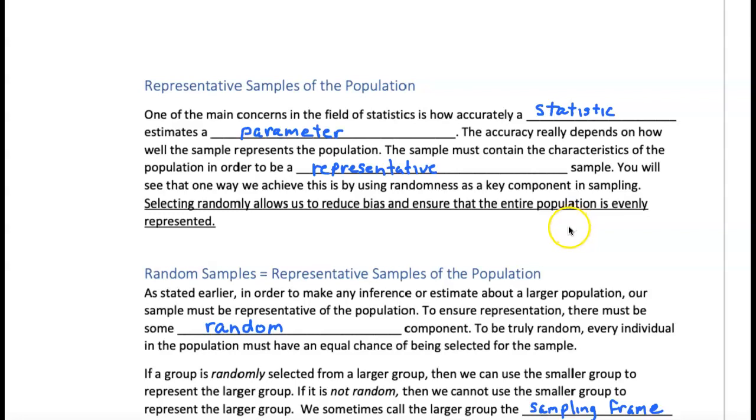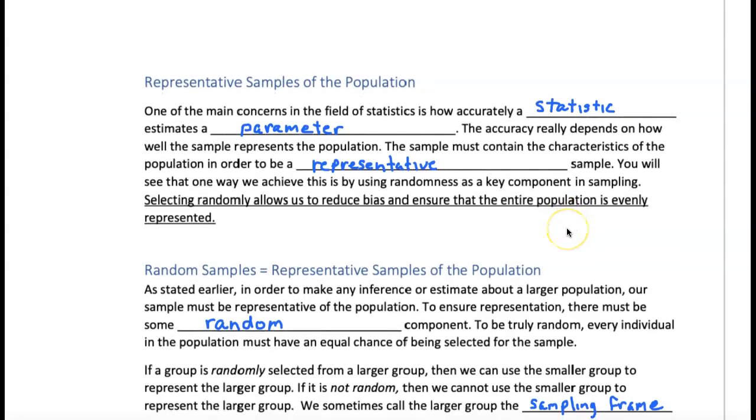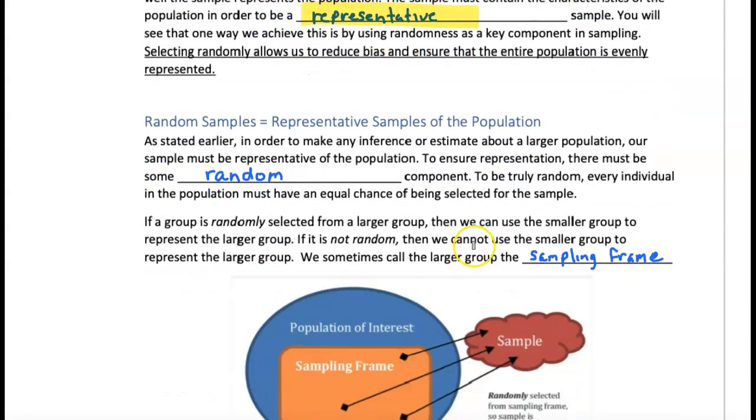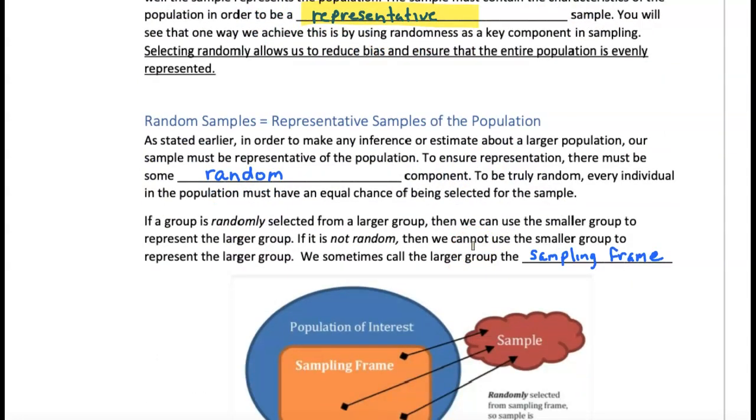So one of the main concerns we have in statistics, if we're going to study us, is that we hope the statistic is an accurate estimate for the parameter, so that it tells a story about the population. In order to do that, we're hoping that the sample that we get is what we call representative. That's another key word here, representative of the population. The group of people that we sample, we hope somehow resembles the population of interest.